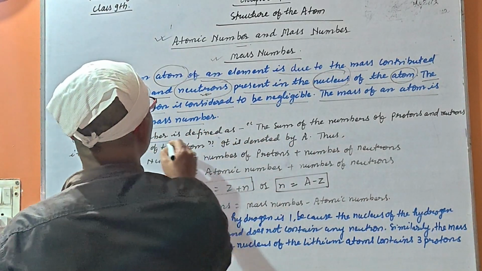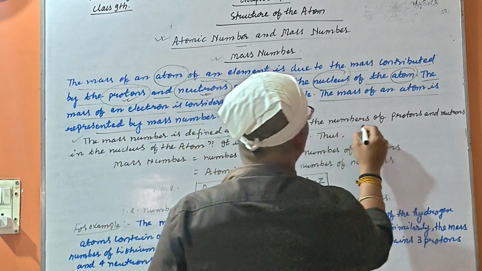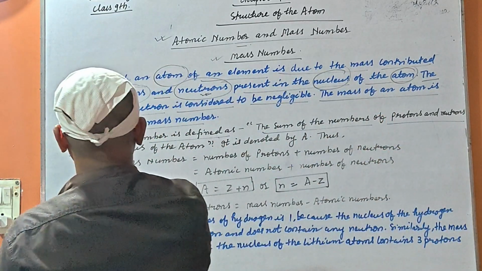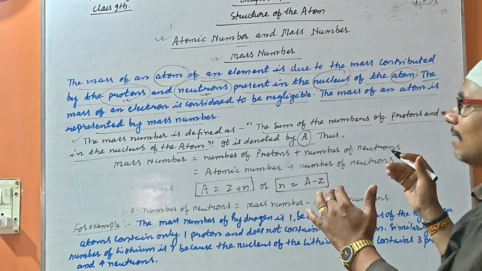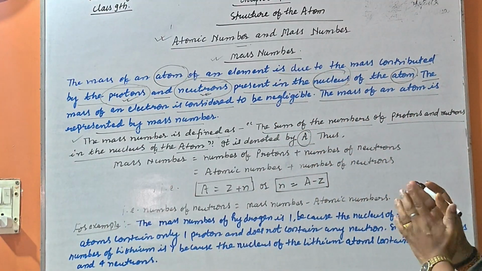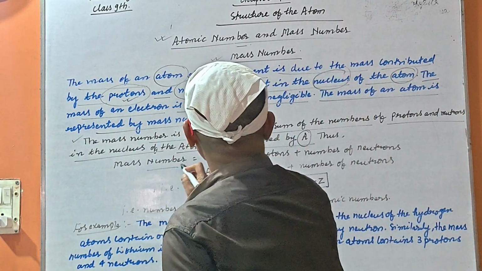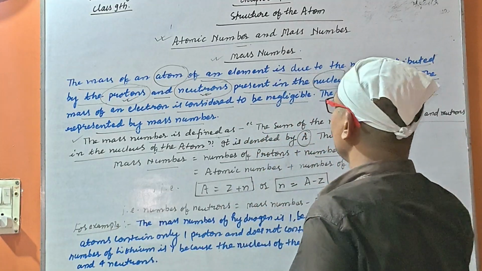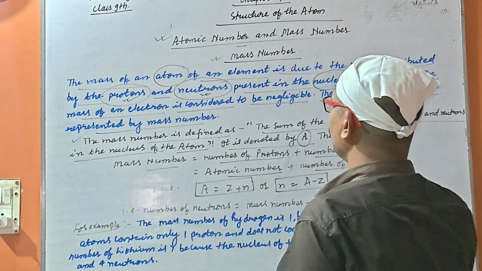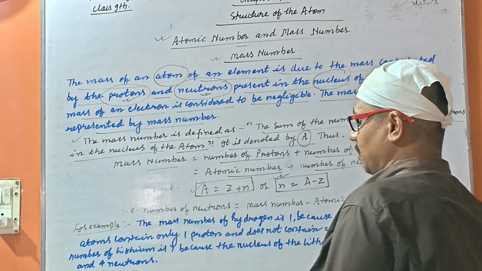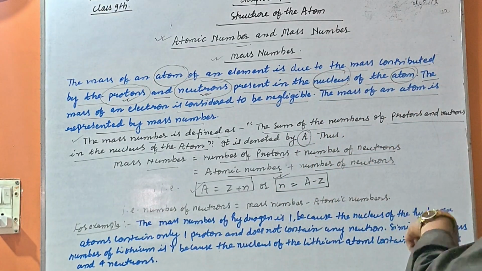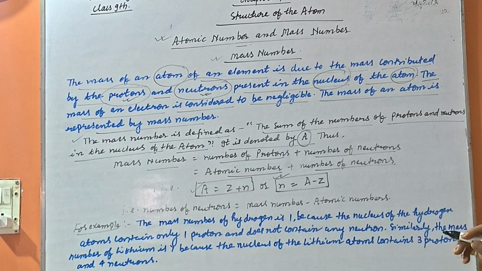So the mass number is defined as the sum of the number of protons and neutrons in the nucleus of the atom. It is denoted by A. The sum of protons and neutrons is called the mass number. So the mass number is equal to the number of protons plus the number of neutrons, that is, atomic number plus number of neutrons. That is, A is equal to Z plus N, or N is equal to A minus Z. The number of neutrons is equal to mass number minus atomic number.